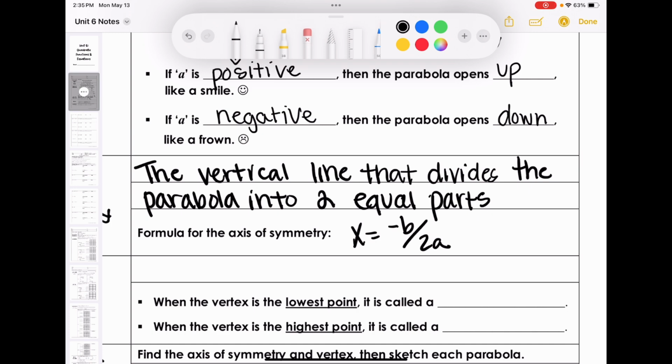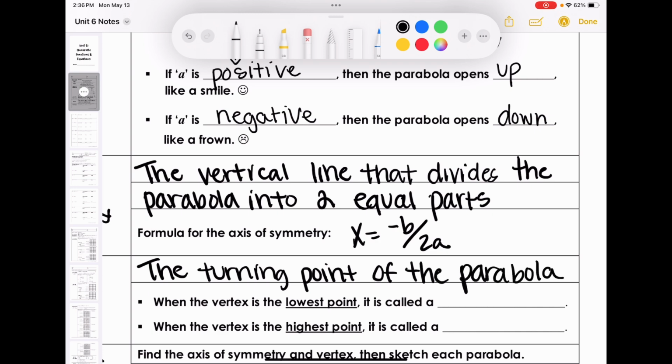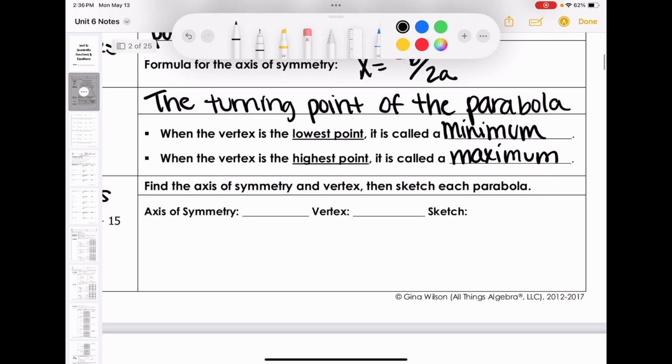All right, then the next thing we're going to talk about today is the vertex, and this is the turning point of the parabola. So the lowest point is called the minimum, and the highest point is called the maximum. All right, so let's look at some examples.